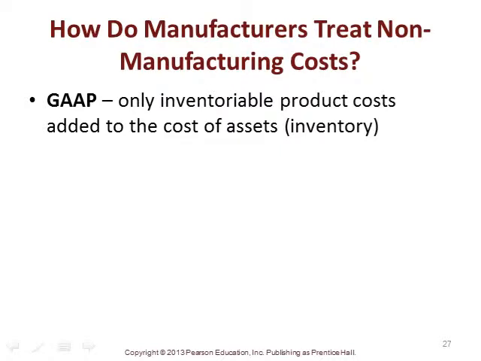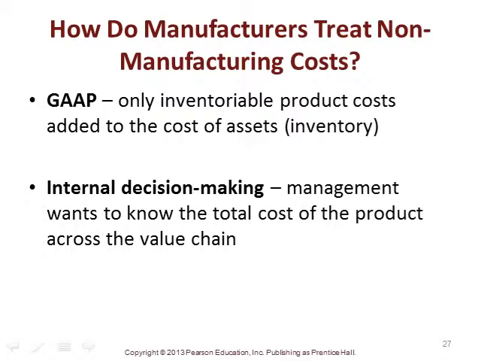Now, according to GAAP, all we can do is inventory product cost, and inventoriable product costs are added to the cost of assets or inventory. But for internal decision making, we want to know what the total cost of production is across our value chain. And this is managerial accounting. Again, we get back to the difference we talked about in Chapter 1, the difference between managerial accounting and financial accounting. We may want to know what the cost of a product is, but on our financial statements treat those costs a different way.